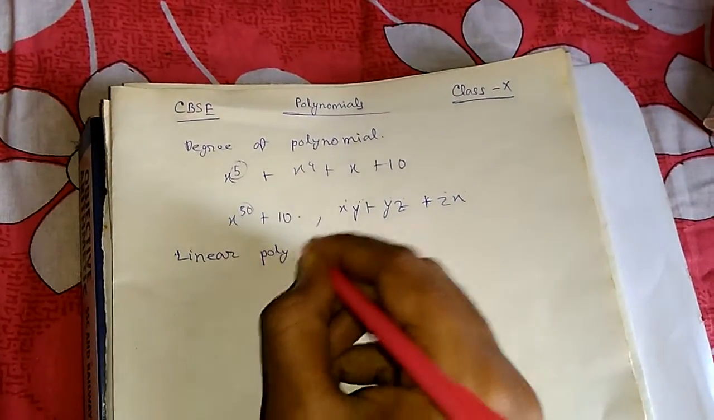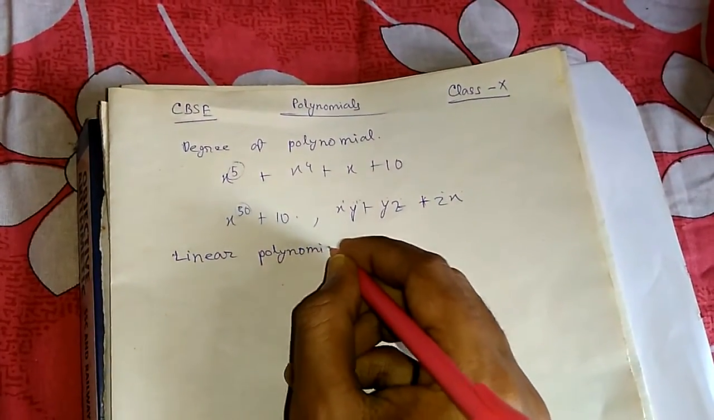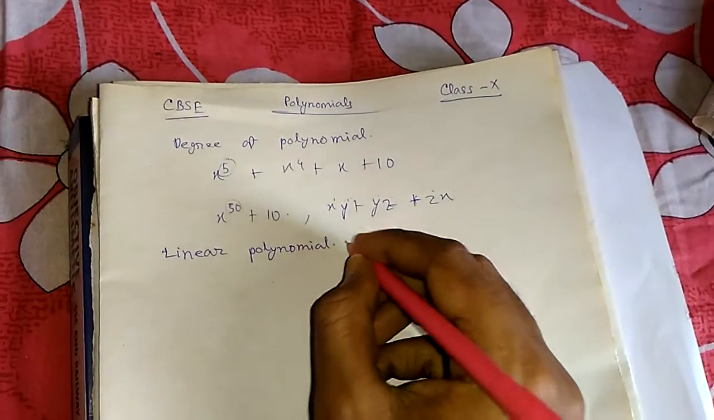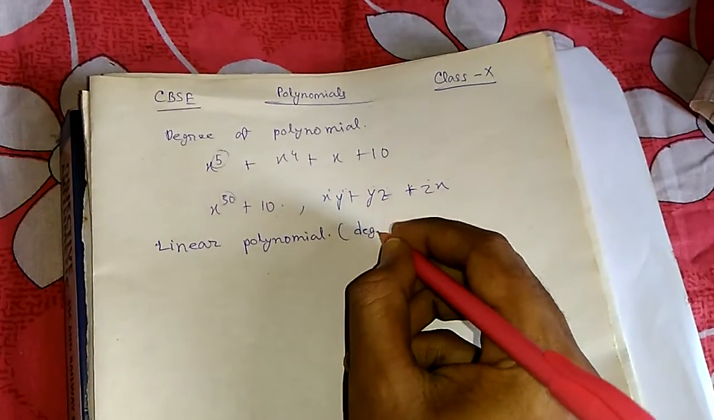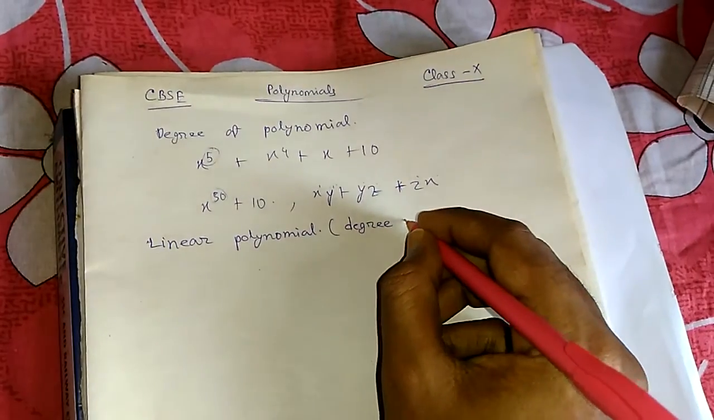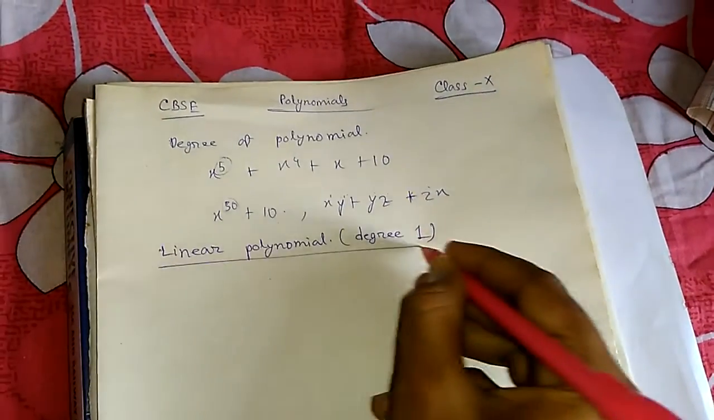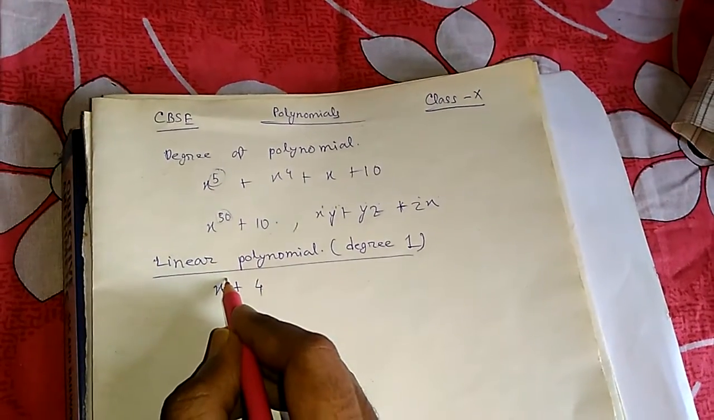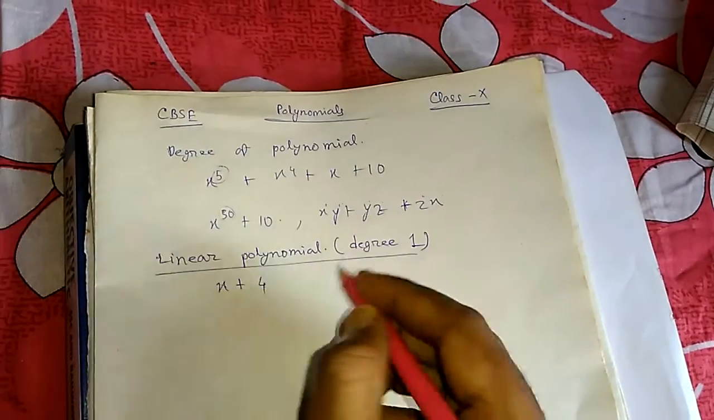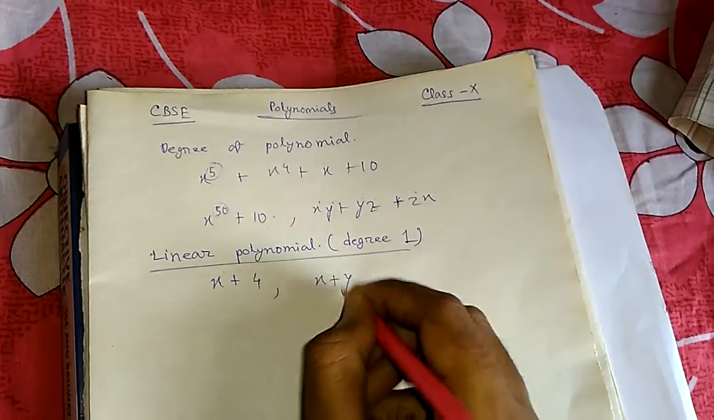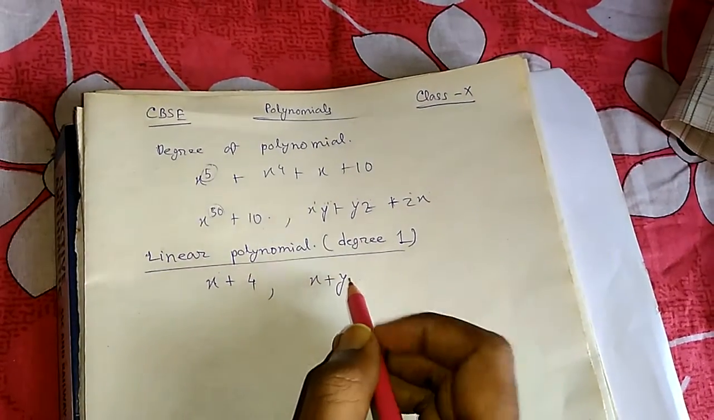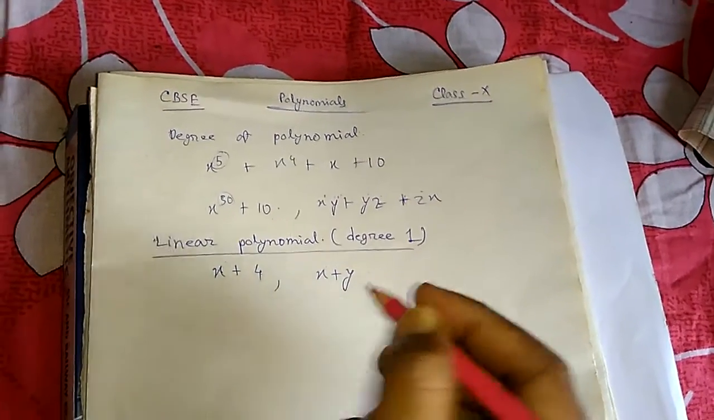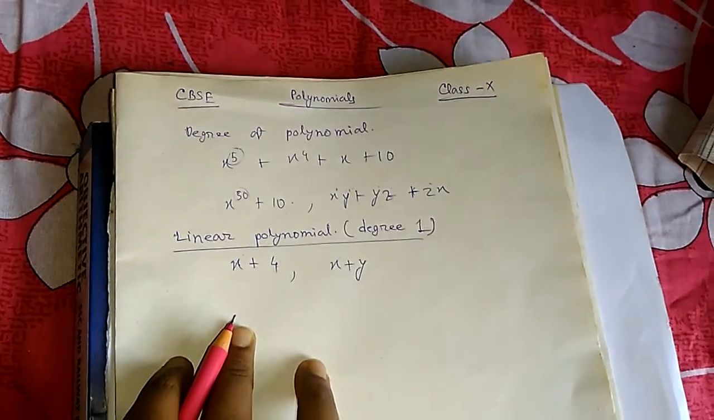Which polynomials are called linear polynomials? To easily understand, just remember that a polynomial with degree 1 is known as a linear polynomial. So here you can say x plus 4. Here the degree is 1, so it is a linear polynomial. Similarly, x plus y, here x and y both have power 1, so they are also linear polynomials.